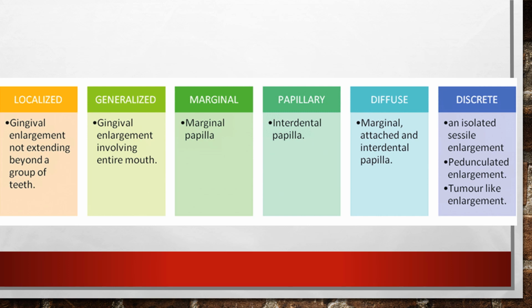So what is localized? As the name indicates, it is confined to a single tooth or a group of teeth. Whereas generalized involves the gingiva throughout the mouth. Marginal is confined only to the marginal gingiva. And papillary involves only the interdental papilla. Diffuse involves the marginal and attached gingiva and papilla, so it involves all three parts of gingiva. And what is discrete? That is an isolated sessile or pedunculated tumor-like enlargement. So this is the classification based on the location and distribution of gingival enlargement.